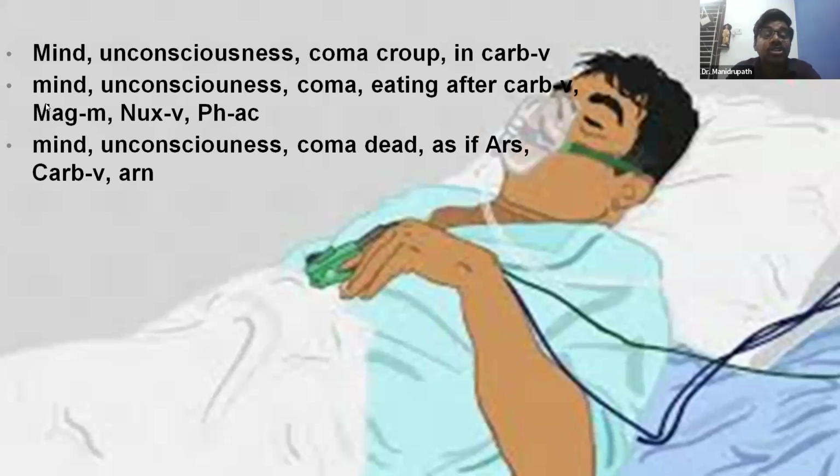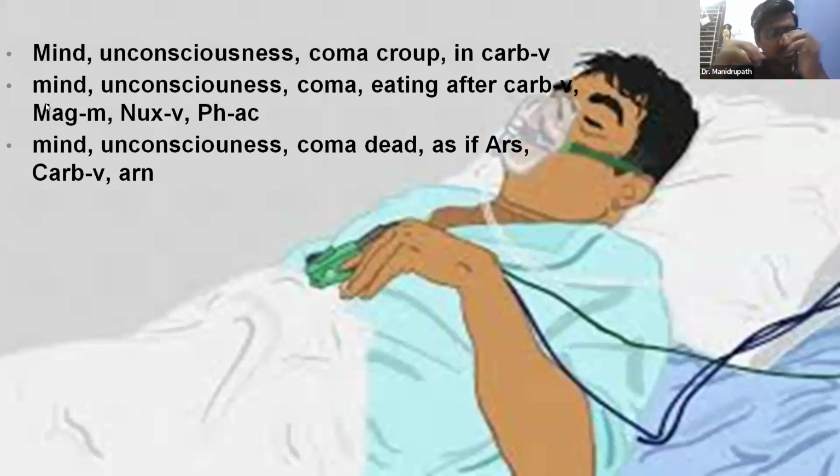Mind, unconscious, coma with a lot of croup is Carbo-veg. Mind, unconscious with coma after eating. Immediately after eating they go into the coma. The remedies are Carbo-veg, Magnesium, Nux vomica, and Phosphoric acid.